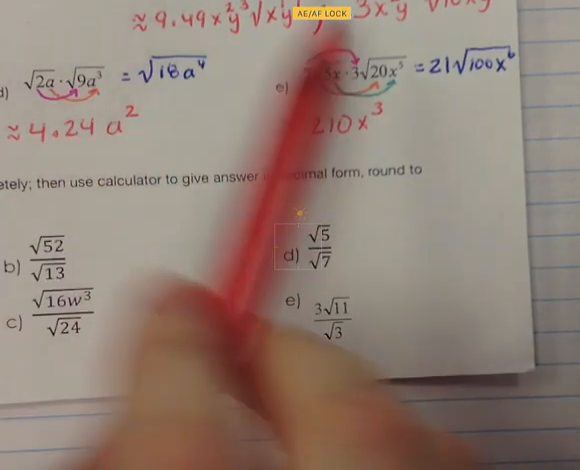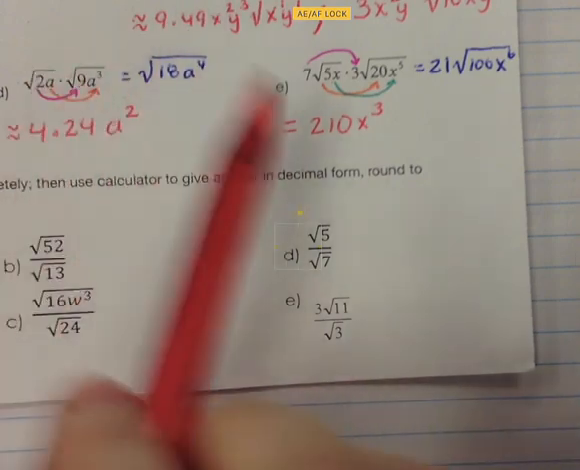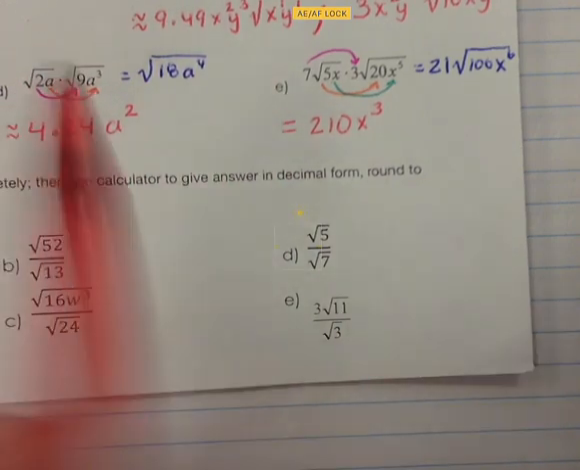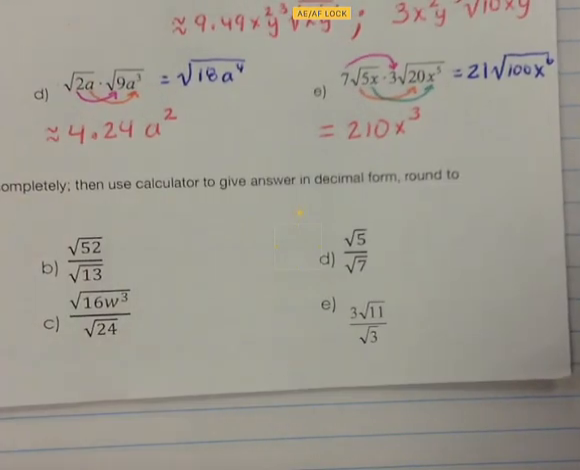So in order to do these, we had to have the same index. So if we had a cube root and a cube root, we could still do it. If we have a cube root and a square root, you cannot do that with the letters. You can't actually combine them. You want to make sure you have the same index.